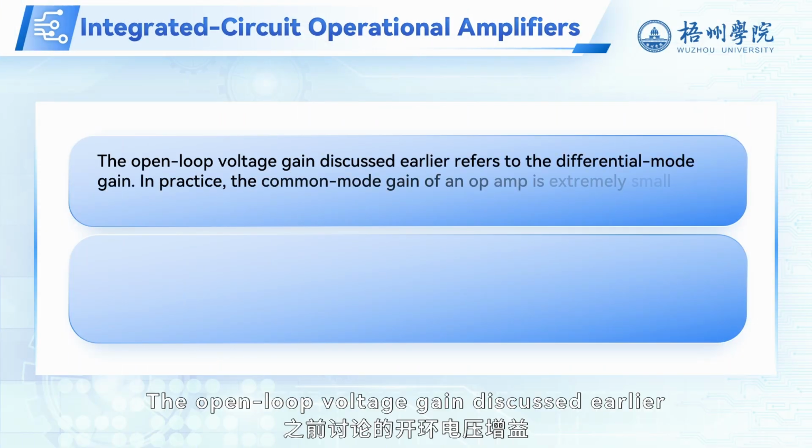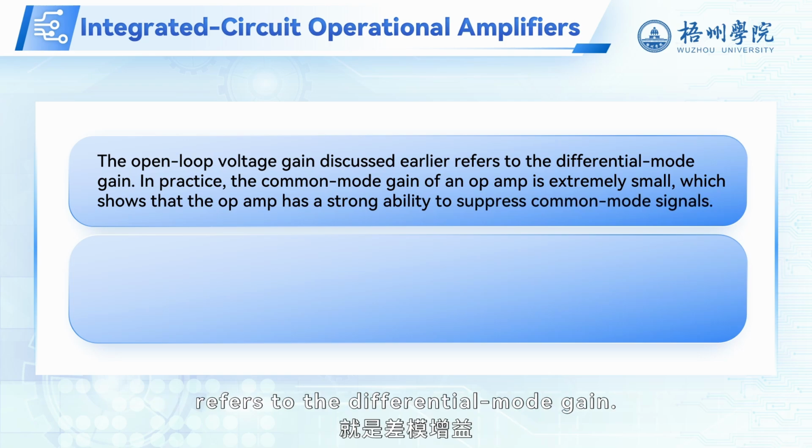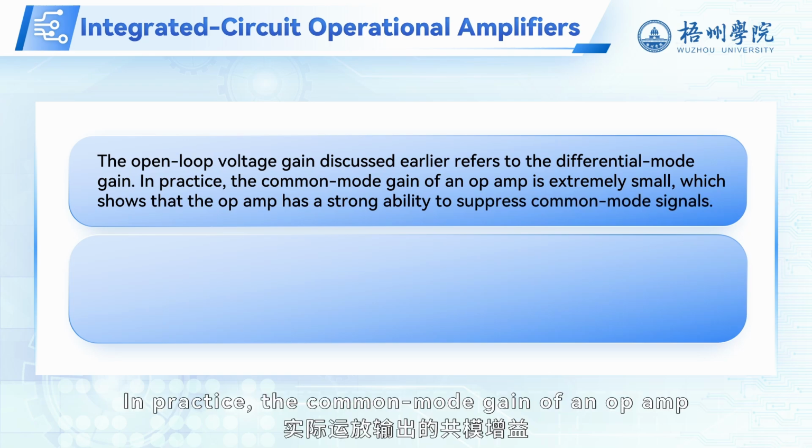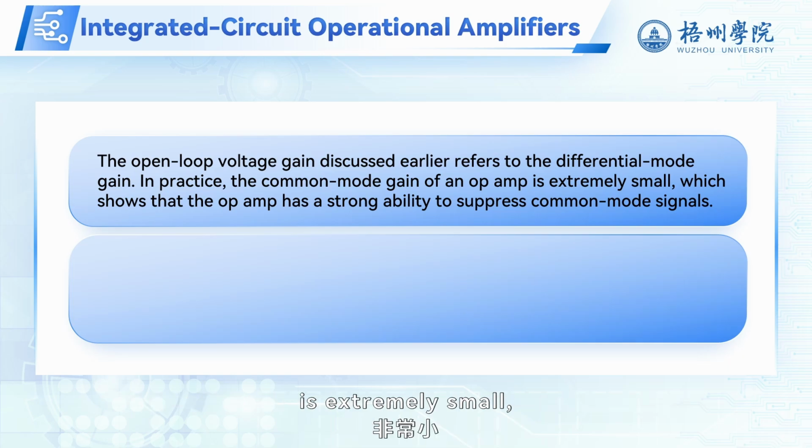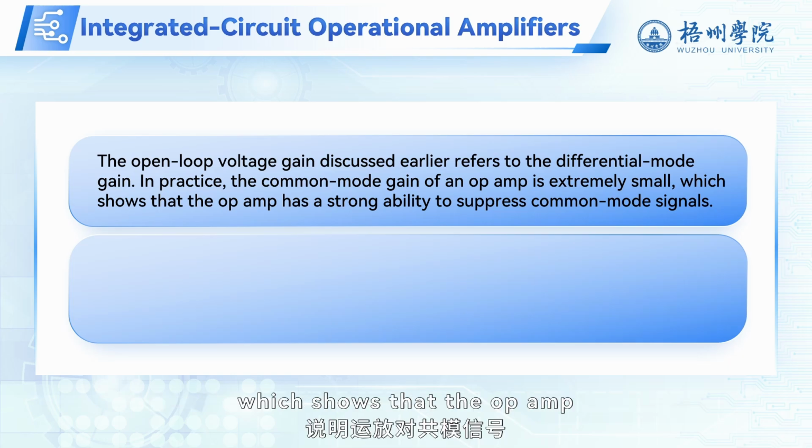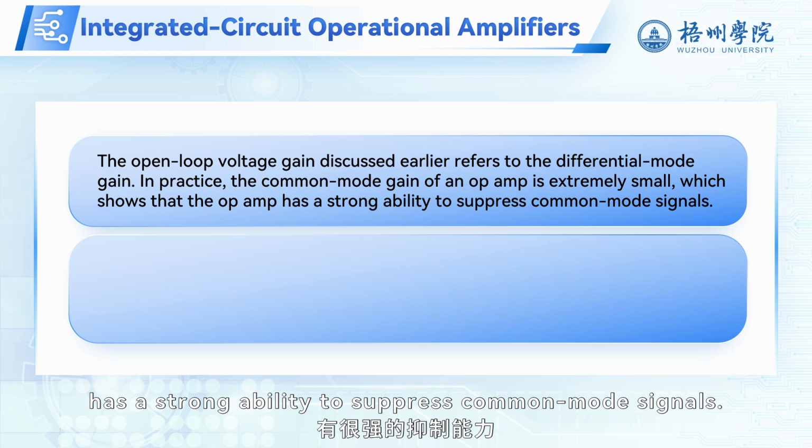The open loop voltage gain discussed earlier refers to the differential mode gain. In practice, the common mode gain of an op-amp is extremely small, which shows that the op-amp has a strong ability to suppress common mode signals.